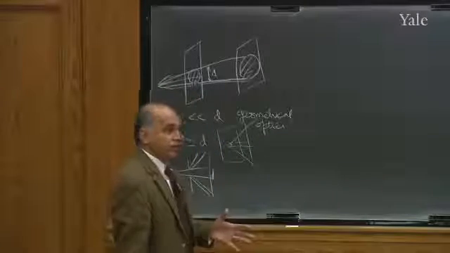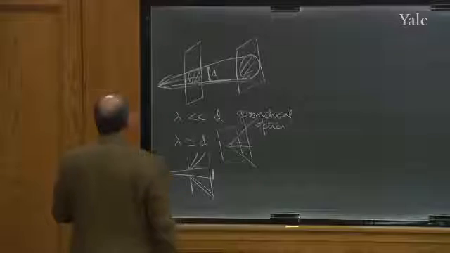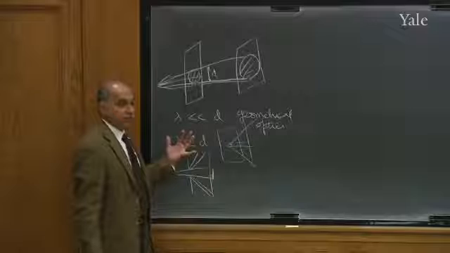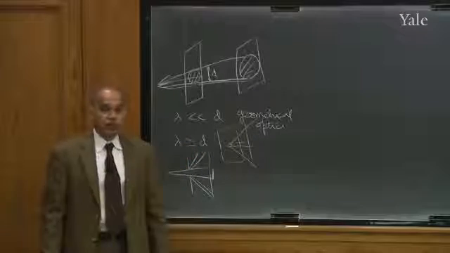But in order to realize that, you will have to deal with apertures small, comparable to the wavelength of light. And the wavelength of visible light is 5,000 angstroms, which is very small. So it wasn't known for a while.